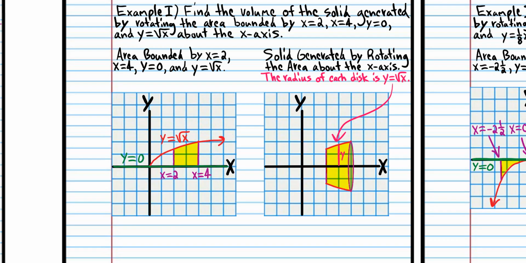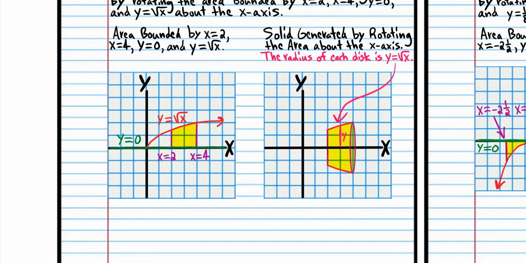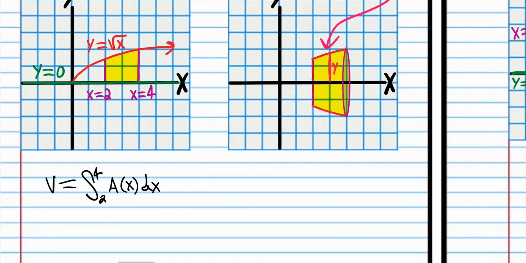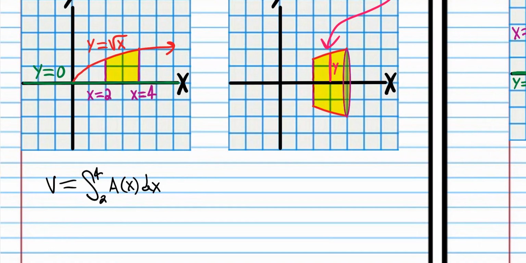And then we're going to rotate that area about the x-axis, and you see we create this cup shape. And so the volume of that cup shape is equal to the integral from 2 to 4, x equals 2 to x equals 4, of the cross-sectional area of the cup shape. So what is the cross-section?